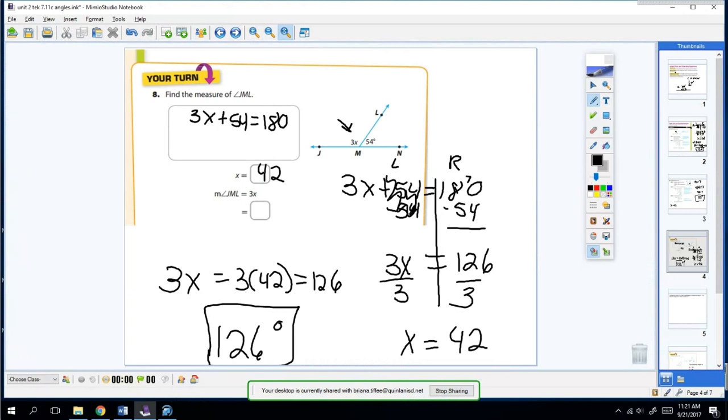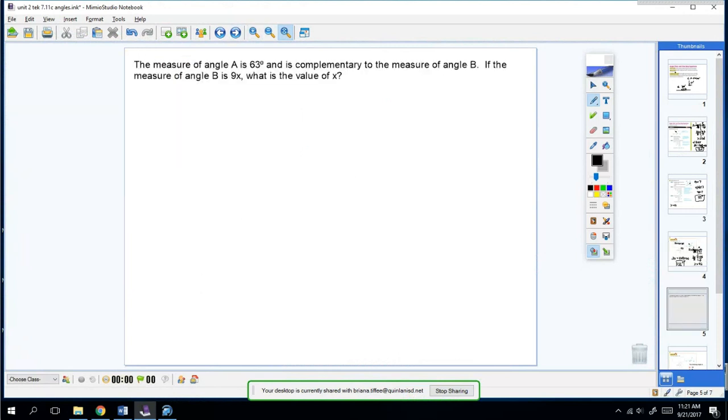All right, let's do one more. The measure of angle A is 63 degrees and is complementary to the measure of angle B. If the measure of angle B is 9x, what's the value of x? Okay, well, this one's without a diagram, but it does have some pretty important information. For one, it tells us it's complementary. Complementary means 90 degrees. So that means if I take angle A, which is 63 degrees, and add angle B, which is 9x, when I add them together, they have to be 90 degrees.